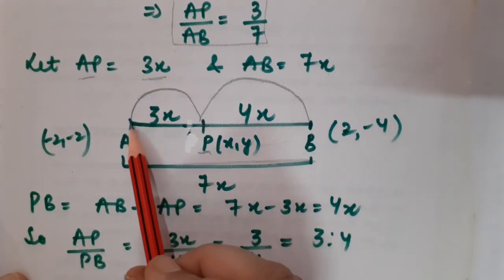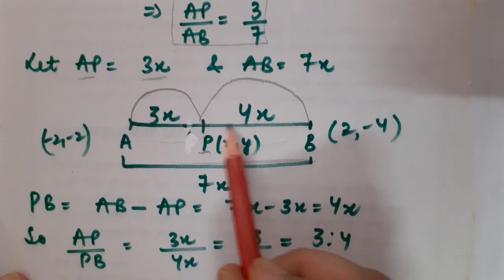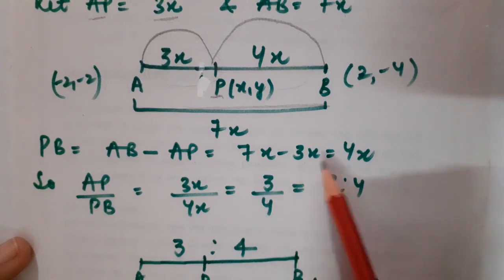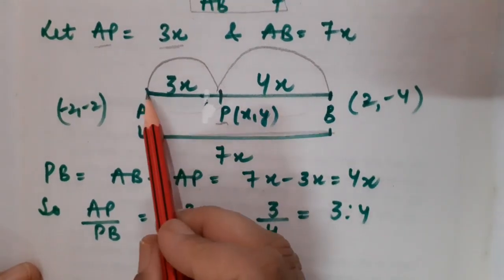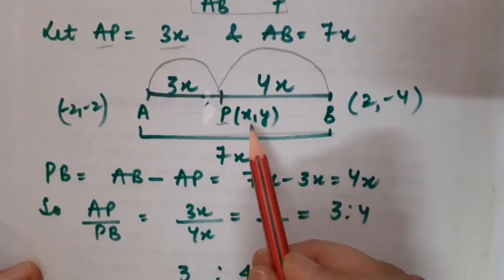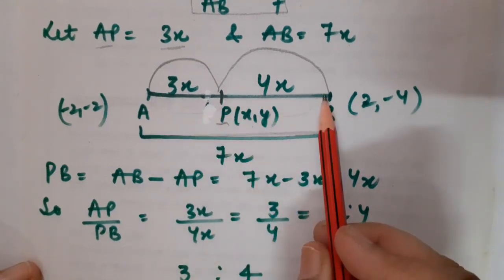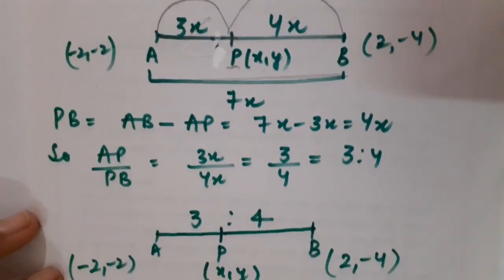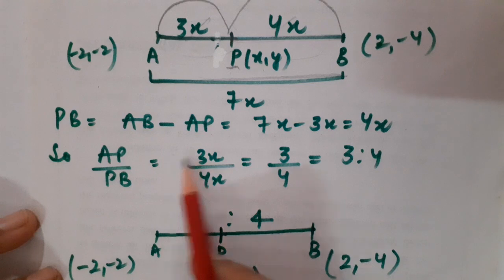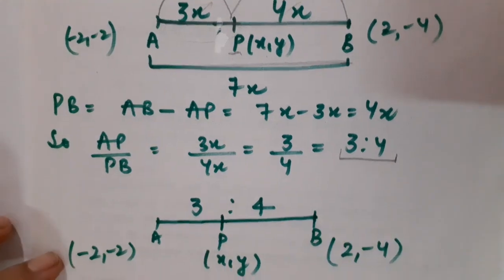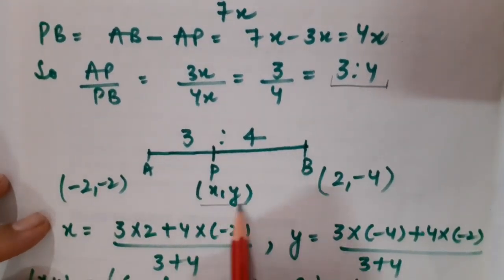What can be done? Can I subtract this AP from AB to calculate PB? Of course. So PB is equal to AB minus AP. That is 7x minus 3x is equal to 4x. So children, if this part AP is 3x and PB is 4x, then now you can judge that P is that point of division which is going to divide AB in the ratio 3:4, because x and x are going to be cancelled. Okay. So here I have done AP upon PB is equal to 3x upon 4x, that is 3 upon 4, means ratio is 3:4. Now children, you know the ratio. You have to just calculate the coordinates of the point of division using the section formula.